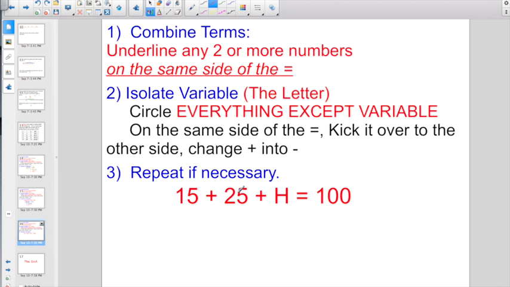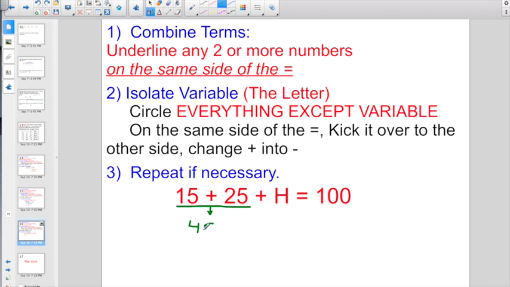One more. I have 15 plus 25 plus H equals 100. Combine terms or isolate a variable. Looks to me like I have terms to combine right here. 15 plus 25, right? We read equations left to right. The first thing I run into is the numbers I underlined. So I don't want to write down 15 plus 25 over again. Go ahead, combine terms. 15 plus 25, hey, that's 40, right?